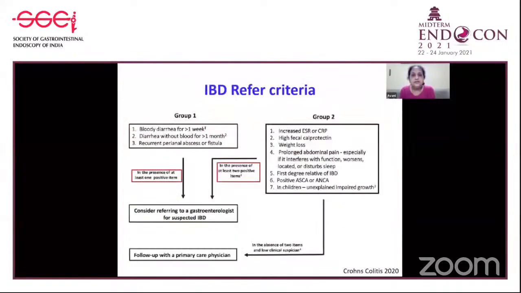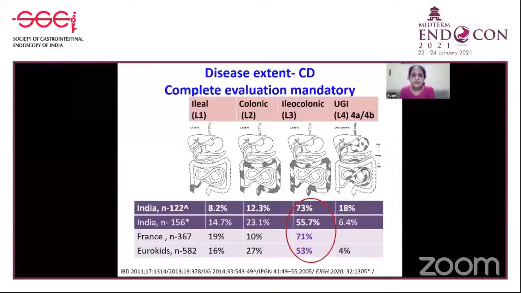For this, we have the IBD refer criteria, which suggest that if a child has bloody diarrhea or diarrhea without blood for more than 1 month, or recurrent perianal abscess or fistula, these children should be referred to a pediatric gastroenterologist. However, if you don't have these but you have 2 or more criteria of group 2, a typical setting being abdominal pain with growth failure or a higher ESR, you should suspect a possibility of underlying Crohn's disease, and these children should also be referred earlier to the gastroenterologist.